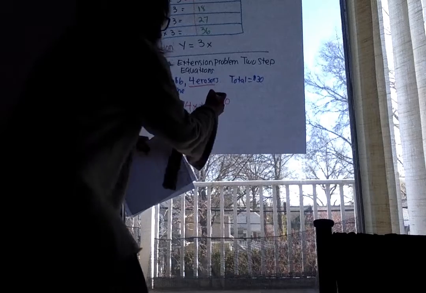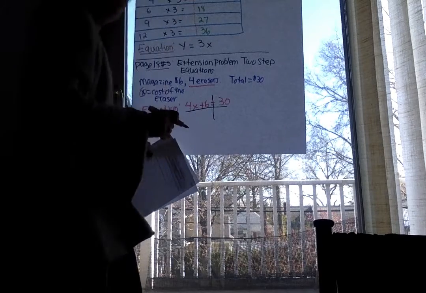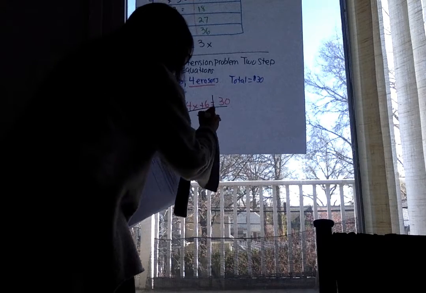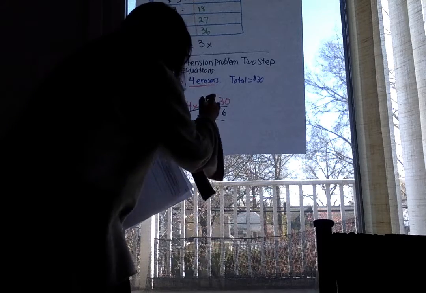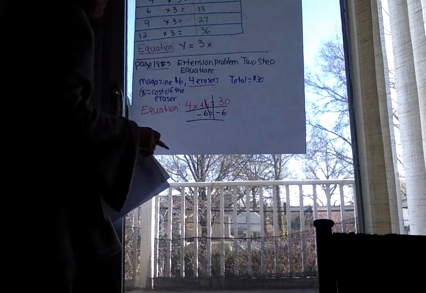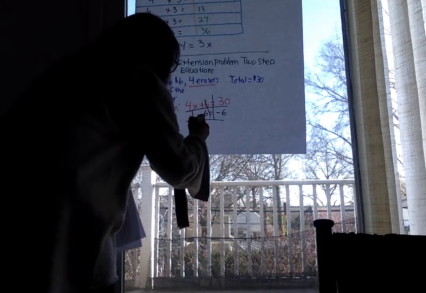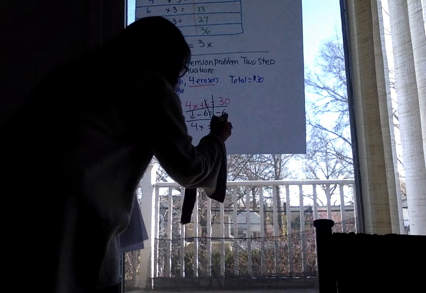So now I'm going to make my wall. The inverse of addition is subtraction. I'm going to subtract 6 on both sides. When I subtract 6 on both sides, 6 from 6 is 0. I'm left with 4X. 4X is equal to 24.